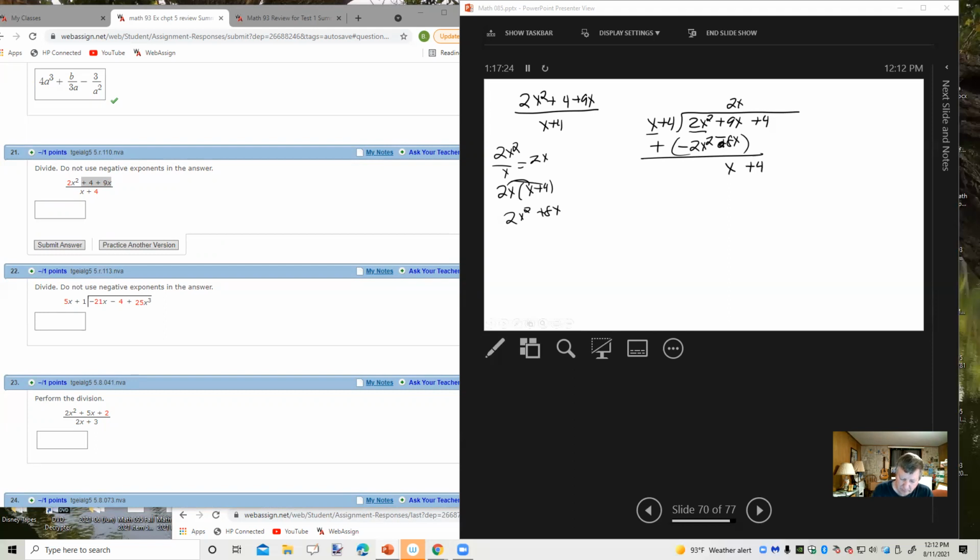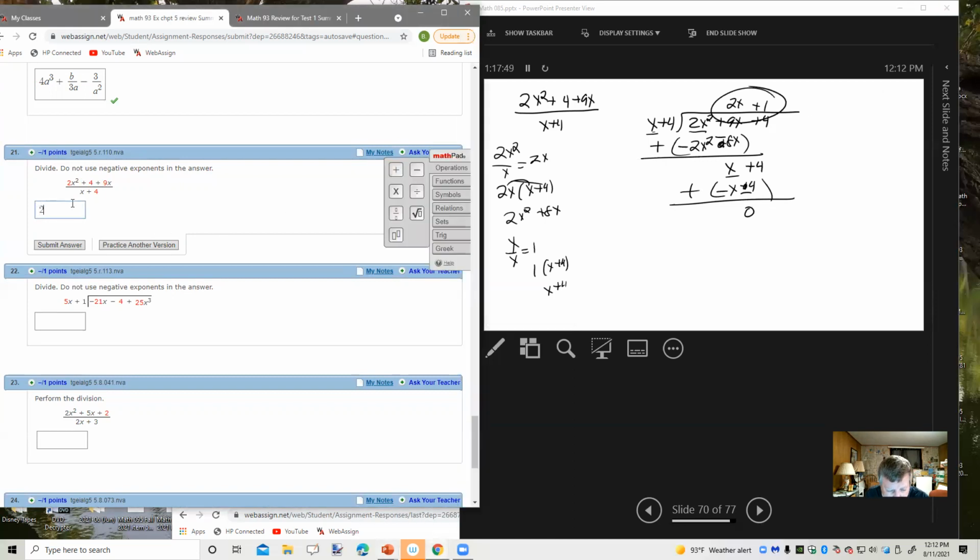and then bring down the next term. Leading term divided by leading term, x divided by x is 1, so plus 1. 1 times x plus 4 is x plus 4. We subtract that from what's up above, change it to addition of the opposite, add them up, we get 0. So our final answer is 2x plus 1.